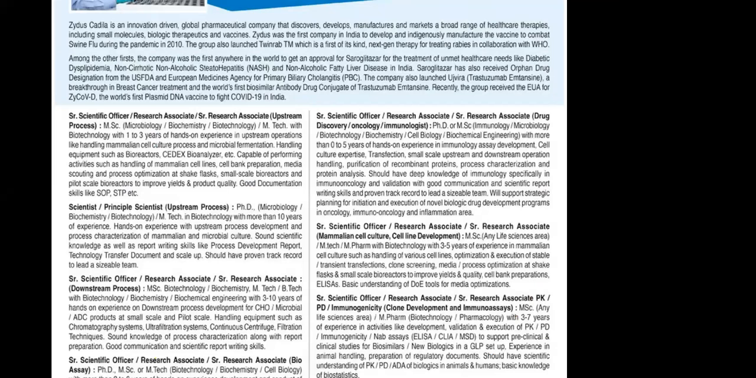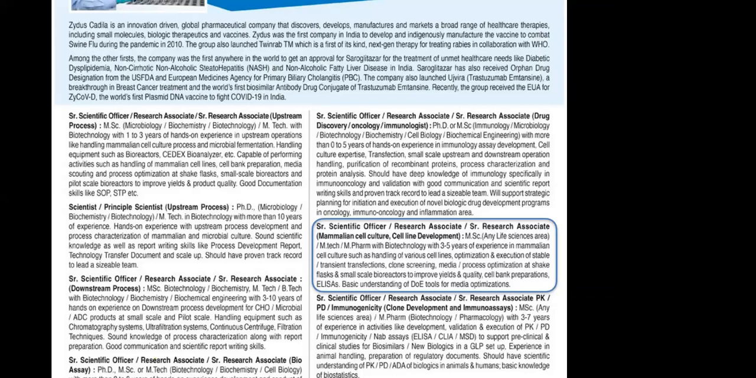Now, when any industry wants to hire you, they will first see what kind of qualification you have. That's the first thing. Second, they will see what kind of skill sets you have. For instance, let me consider this particular vacancy. This is a senior scientific officer or research associate, or whatever you can call it, in mammalian cell culture and cell line development.